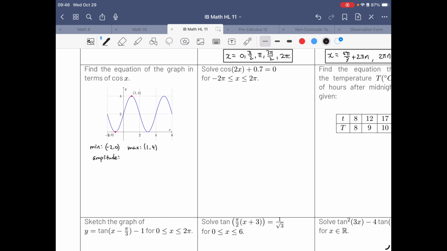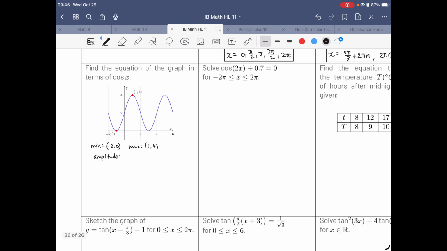The amplitude is going to be the sum of the two numbers divided by 2. Sum of the minimum value and the maximum value divided by 2. So that's going to be 0 plus 4 divided by 2, which is 2. So that means that A is going to be 2. We also know the period.